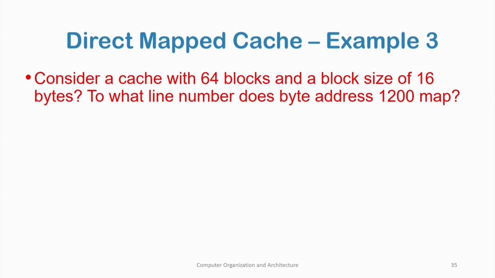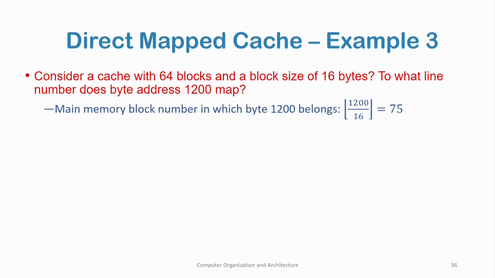Now, we take a third example. Consider a cache with 64 blocks and a block size of 16 bytes. To what line number does byte address 1200 map? So, the main memory block number in which byte 1200 belongs is given by 1200 divided by 16. Why? We have 16 bytes in each block. So, to which block number will byte 1200 belong? It is given by 1200 divided by 16, which is 75.